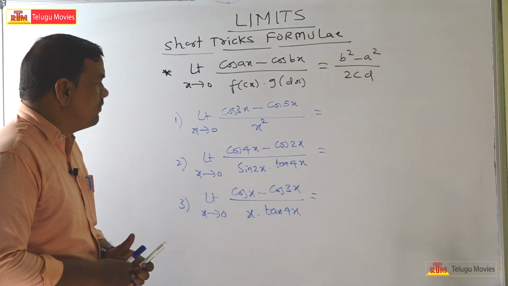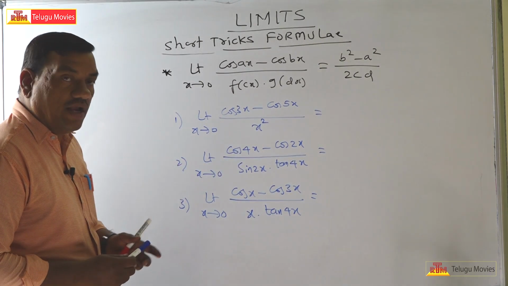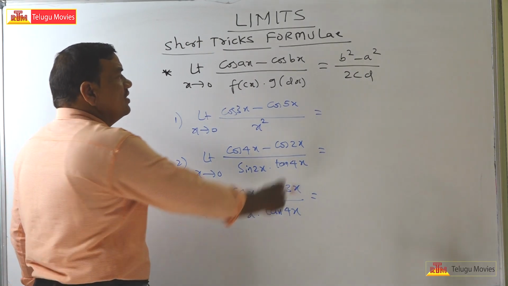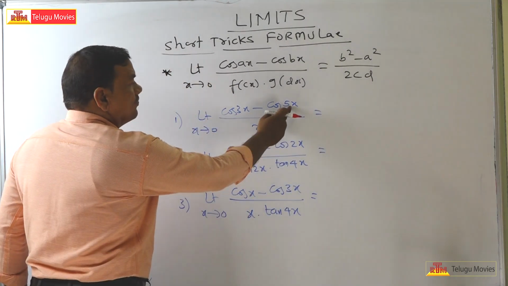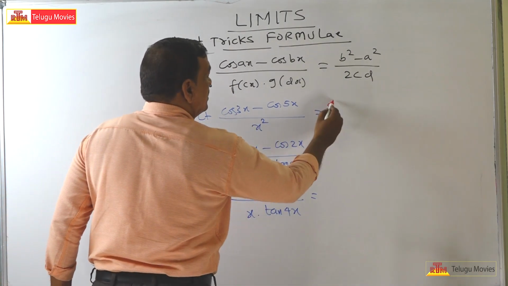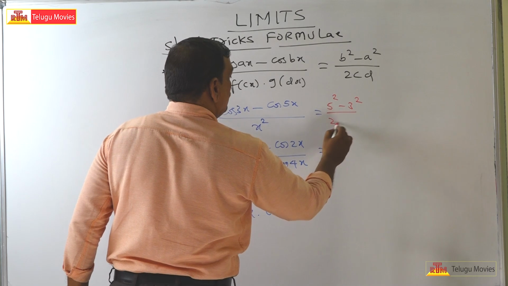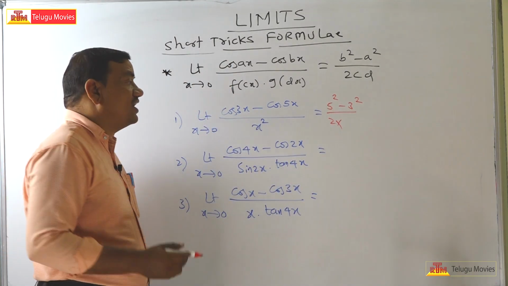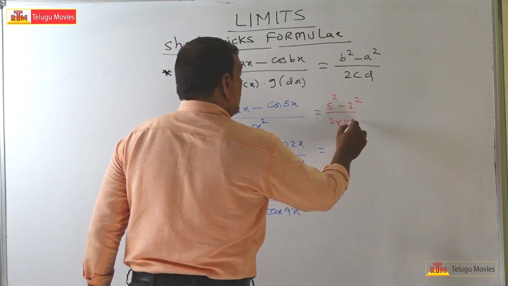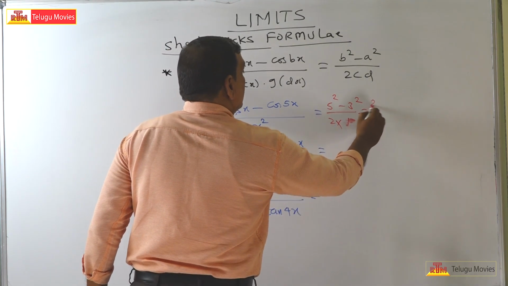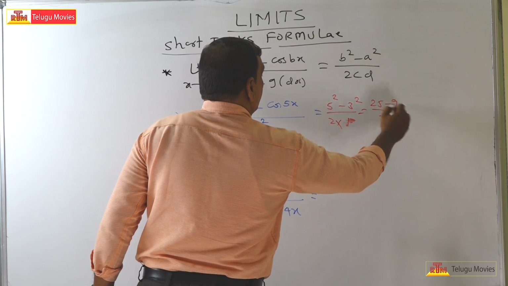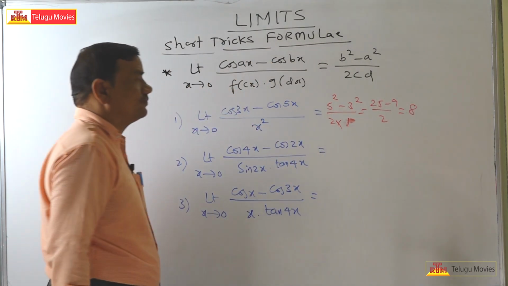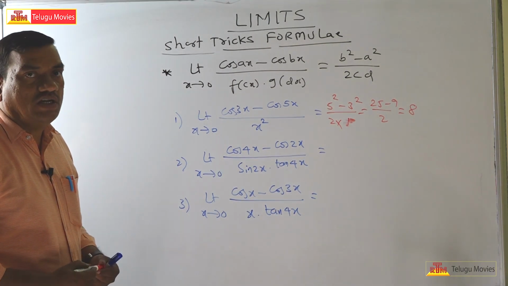Now, if this type is given in any competitive examination, you can easily say the answer. So what is the answer? b square minus a square: 5 square minus 3 square, by 2 times, whatever the function may be, the x coefficient is 1 into 1. That is 25 minus 9 by 2. 25 minus 9 is 16, by 2, that is equal to 8. Understand? 8 is your answer.